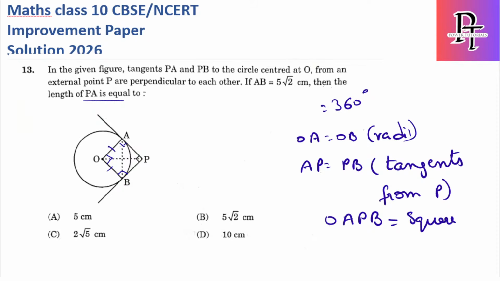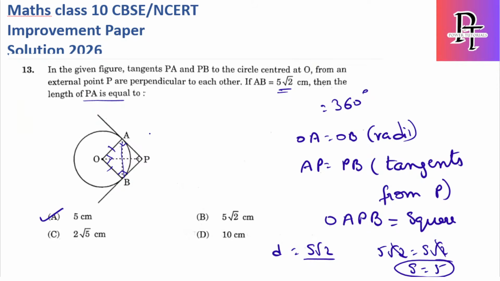Okay, so AB is what? AB is the diagonal of the square. The diagonal value is equal to S root 2, that is side into root 2. But this diagonal they have provided as 5 root 2. So 5 root 2 is equal to S root 2. Root 2 gets cancelled out. So the side of the square is 5. AP is the side of the square. Hence the value of PA is 5 centimeters.